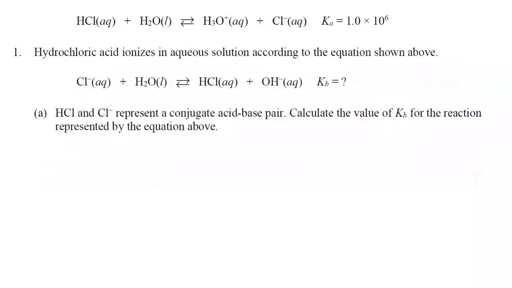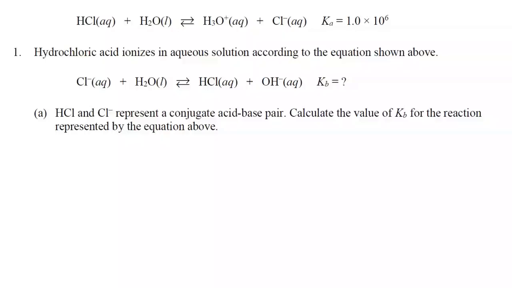Question 1. Hydrochloric acid ionizes in aqueous solution according to the equation shown above. So we see HCl plus H2O to produce the hydronium ion H3O+ and the chloride ion. This is a very strong acid, so you can see that the Ka is a rather large number, 1 times 10 to the 6. Now we are given the reaction where chloride reacts with water as a base to produce a molecule of HCl and the hydroxide ion.